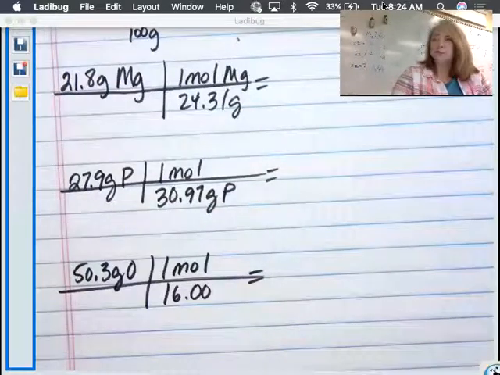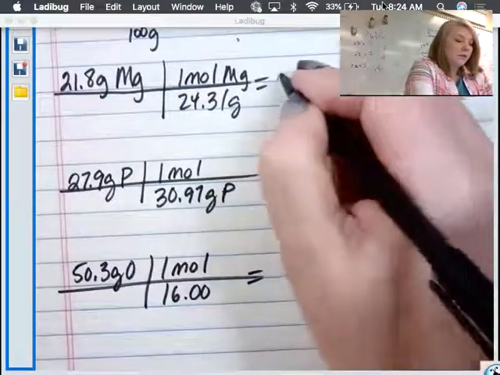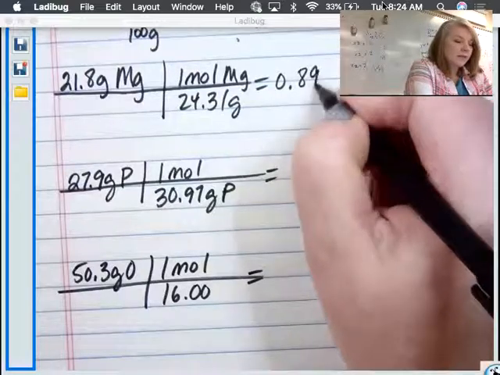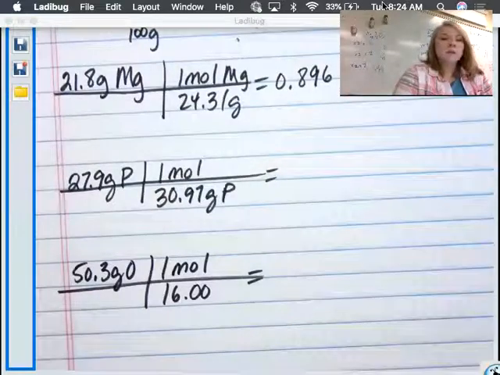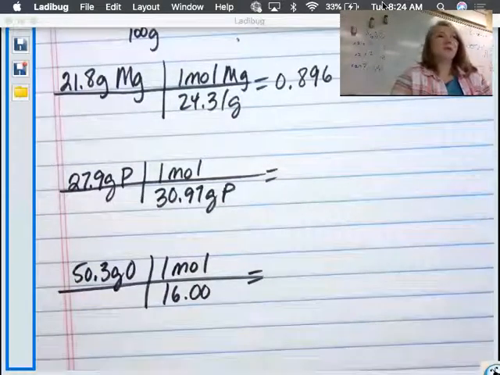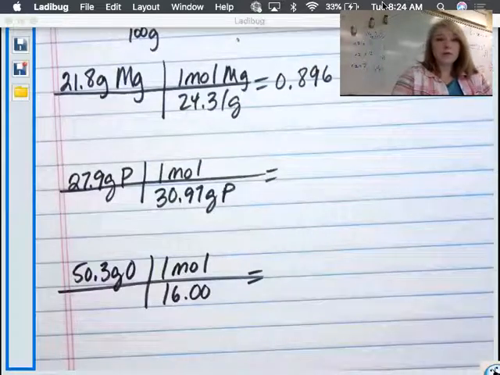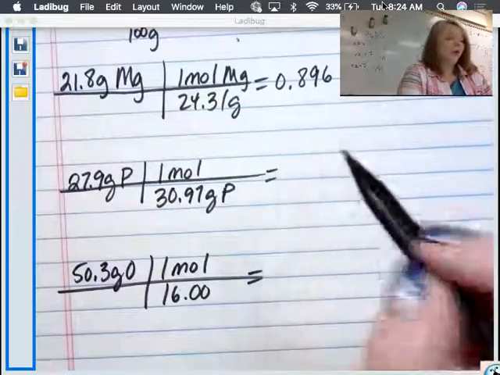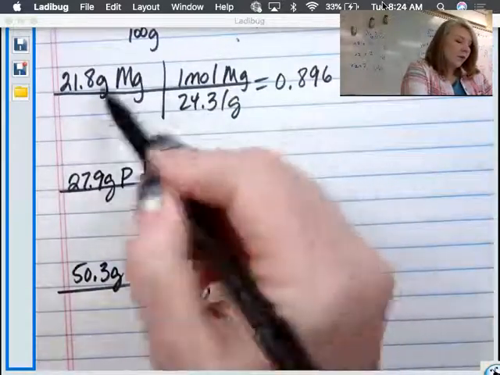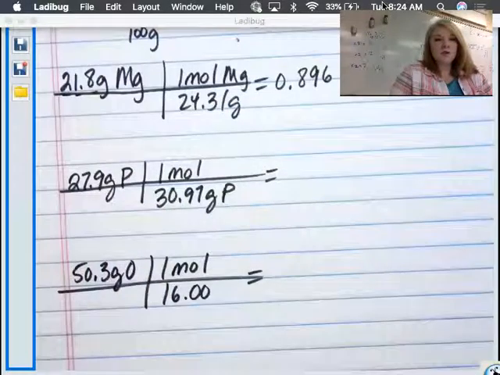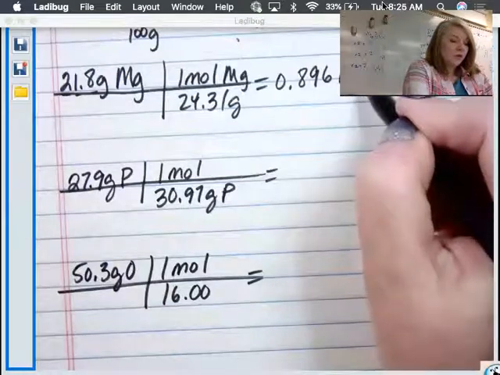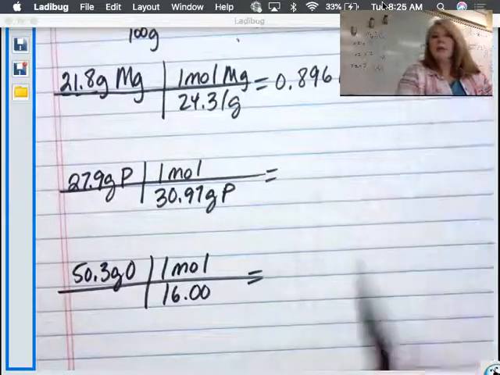You're just dividing. 0.89. Let's go out one more digit there. 896. Okay, good. When you're doing these empirical formula problems, it actually doesn't hurt for you to go out several digits. I know we talked a lot about significant figures, but you'll get a better whole number. It's going to be easier to see if you go out several places. We have 3 significant digits in our initial number, so I was trying to get Patrick to go a little bit further. Now this is moles of Mg.